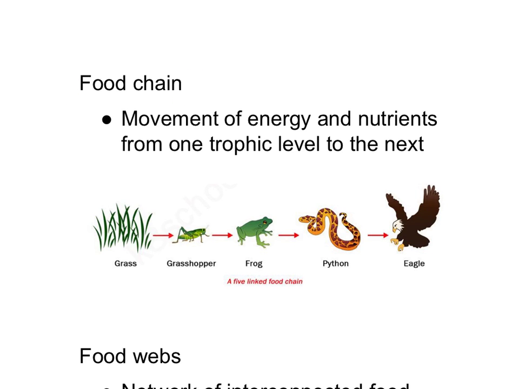And you've seen these before. These are just showing the movement of energy and nutrients from one trophic level to the next. And we can simply see, right, we're starting off with the primary producers, primary consumers, secondary consumers, tertiary consumers, and finally our quaternary consumer, also known as the apex predator.